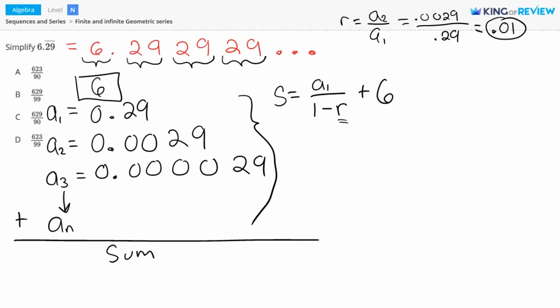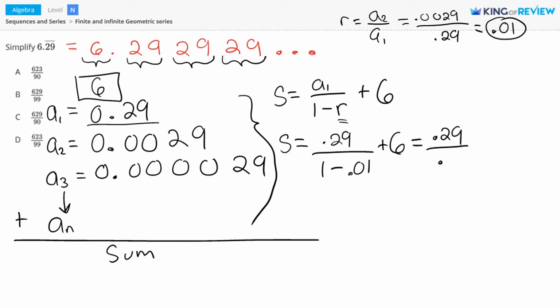So now, filling out this equation, I have the sum equals A1, which is this number here, 0.29, over 1 minus the common ratio, which is 0.01, plus 6. So this equals 0.29 over 0.99 plus 6. Now I'm going to multiply this portion by 100 to get rid of the decimals. So I have 29 over 99 plus 6.